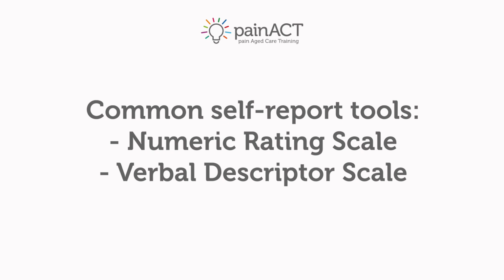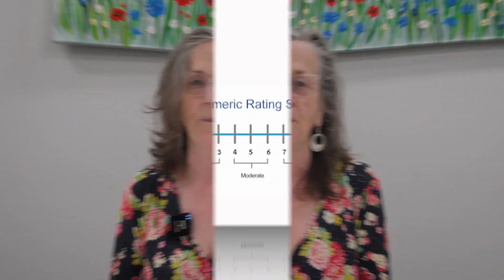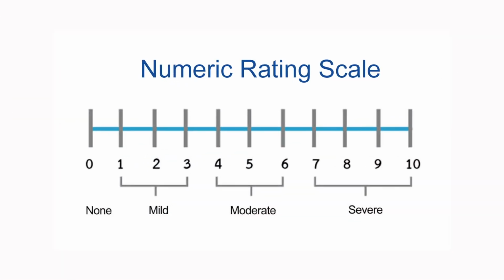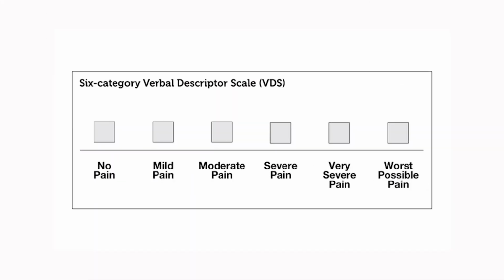These scales are great for frequent or daily use when you want to regularly evaluate a person's pain intensity and monitor how they are responding to your treatments. To use the numeric rating scale, we ask the resident to rate their pain as a number from 0, which is no pain, to 10, which is the worst imaginable pain. There is also the verbal descriptor scale, where the person answers in their own words if they have no pain, mild pain, moderate pain, severe pain, very severe pain, or the worst possible pain.